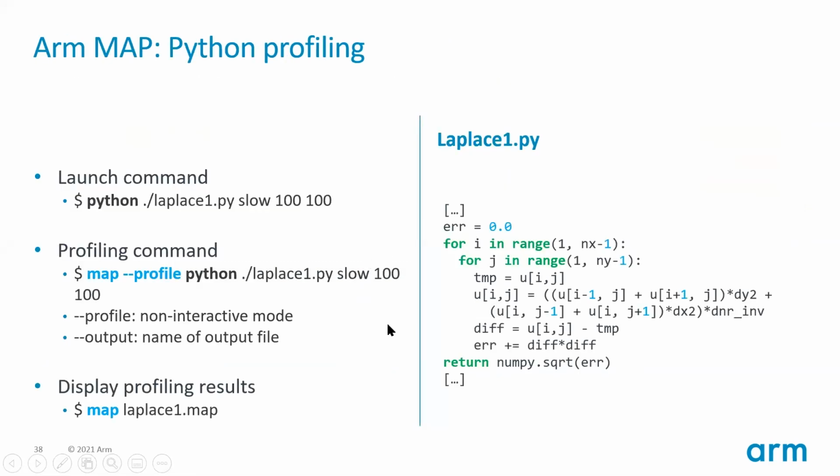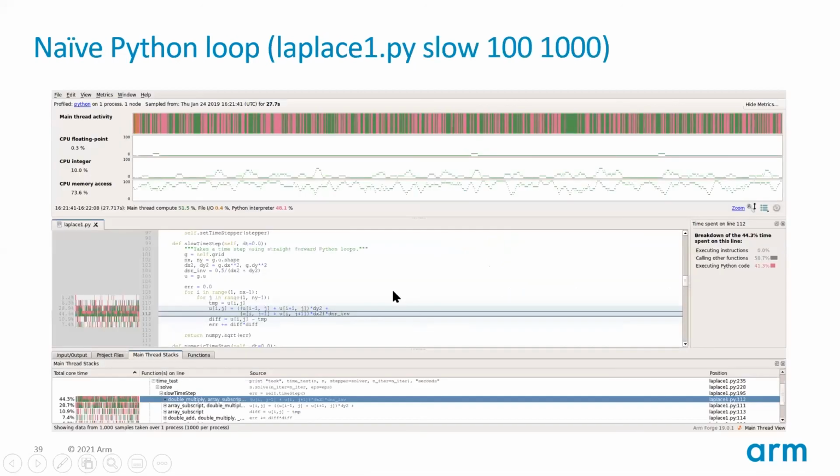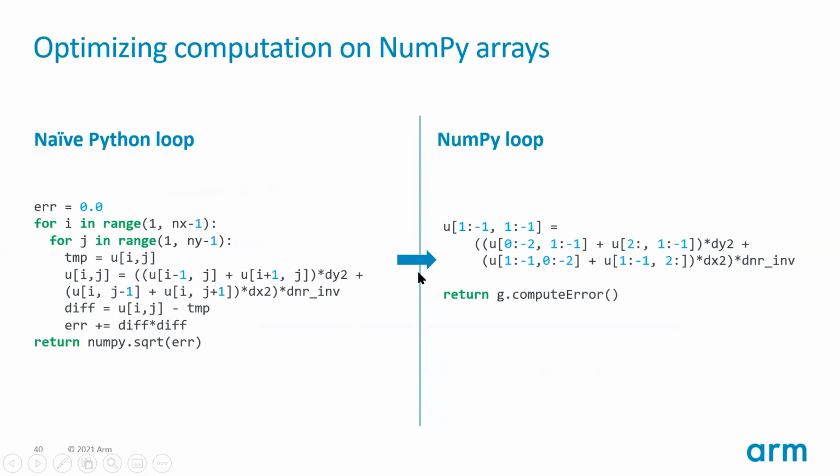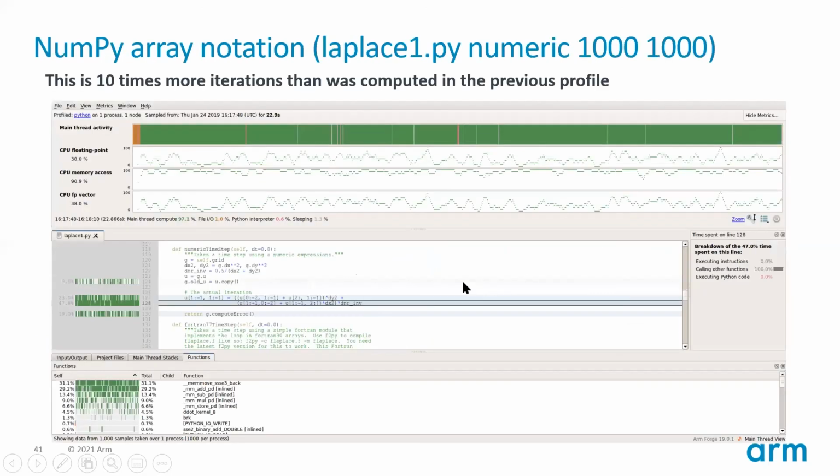In addition to debugging Python, you can also profile Python. Here we can see that if you use naive Python without using any NumPy performance libraries, you're going to spend a lot of time in the Python interpreter, which is not very fast. As soon as you move to a NumPy loop, you get much better performance. Here we're solving the same problem with 10 times more iterations, and it's even taking less time. It helps you identify where time is being spent in Python code as well.